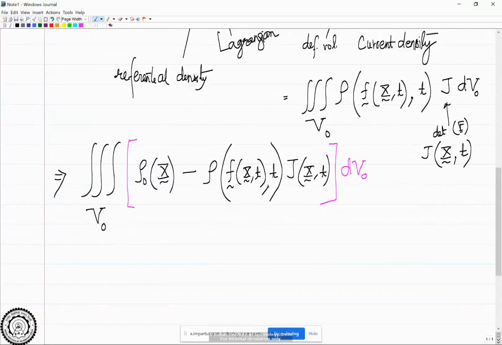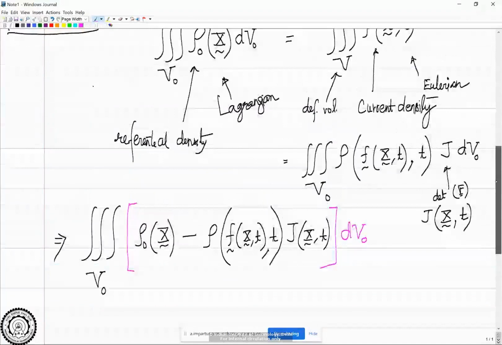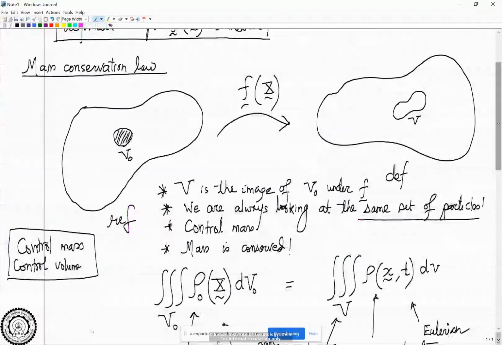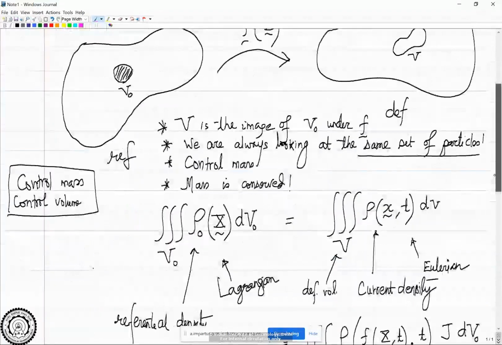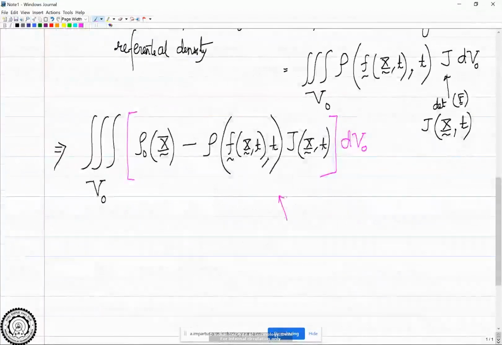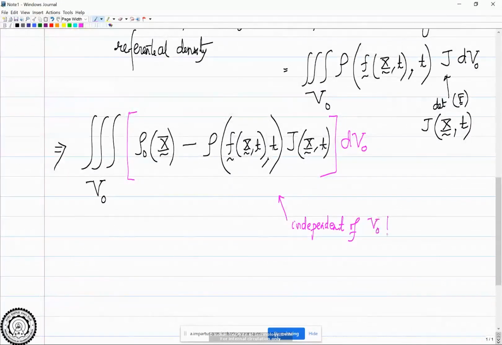Well, this is the integral form, but now you see this volume V naught could be arbitrary. You could take any volume V naught and still come up with the equation that you just derived. So this is independent of V naught. Whatever V naught you take, you're always going to land up here. So take a very tiny volume, still this is going to hold.